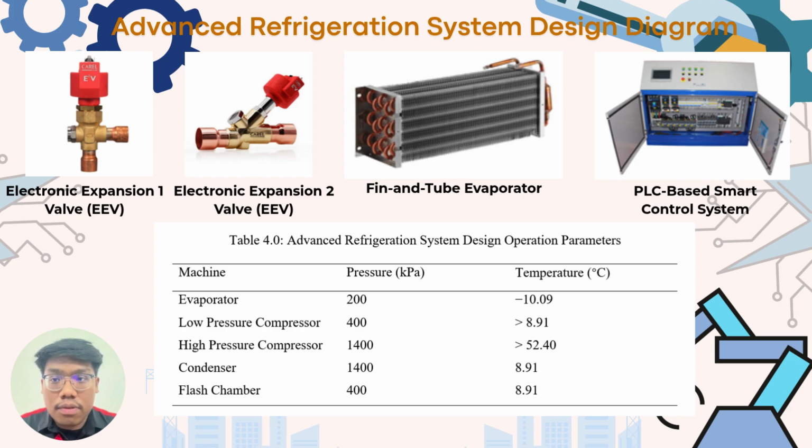At the condenser, the refrigerant remains at 1400 kPa and rejects heat to the surroundings, bringing the temperature down to around 8.91 degrees Celsius. And finally, at the flash chamber, the refrigerant is separated at 400 kPa and 8.91 degrees Celsius to improve the efficiency and reduce the compressor load. Overall, these results show the thermodynamic cycle of our modified system and demonstrate how pressure and temperature change at each stage to achieve improved performance and a higher COP.